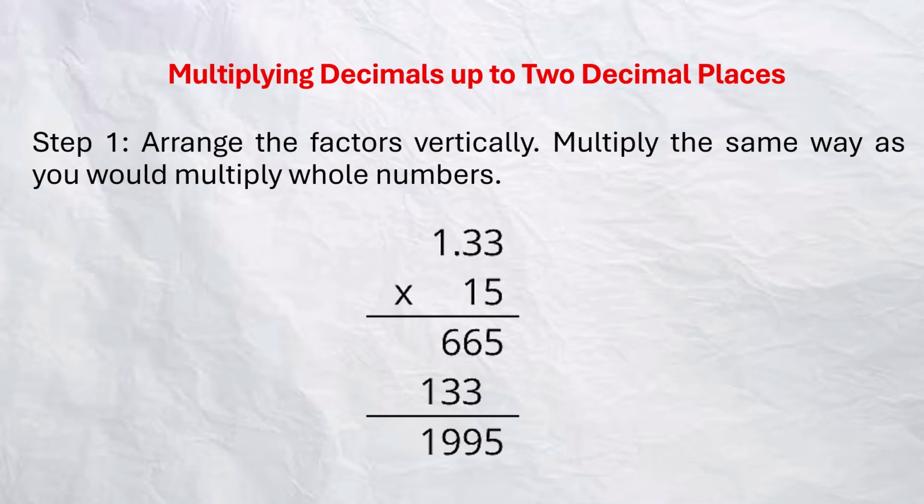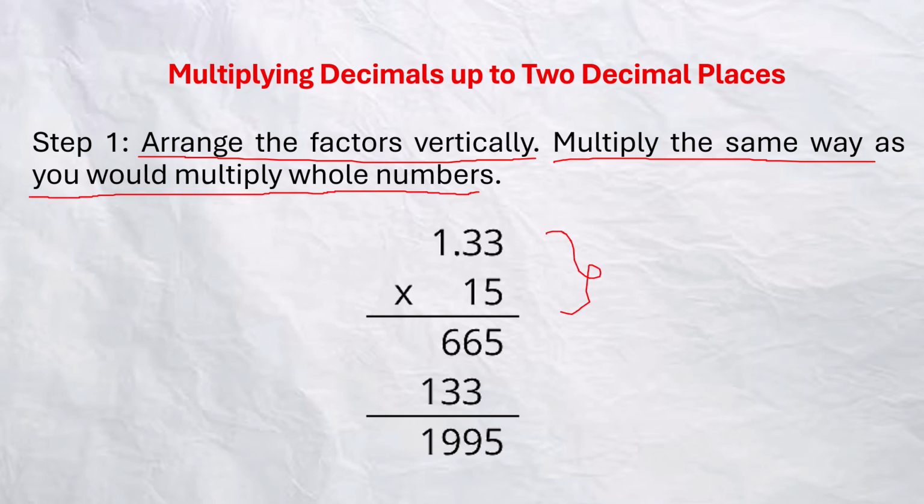Step 1, arrange the factors vertically. Multiply the same way as you would multiply whole numbers. So as you can see here, we arrange the factors vertically. So that is 1.33 times 15. We multiply by starting from the right digit, which is the first digit, which is 5. So 5 times 3 is 15. Regroup 1. 5 times 3 is 15 plus 1 is 16. Regroup 1. 5 times 1 is 5 plus 1 is 6.